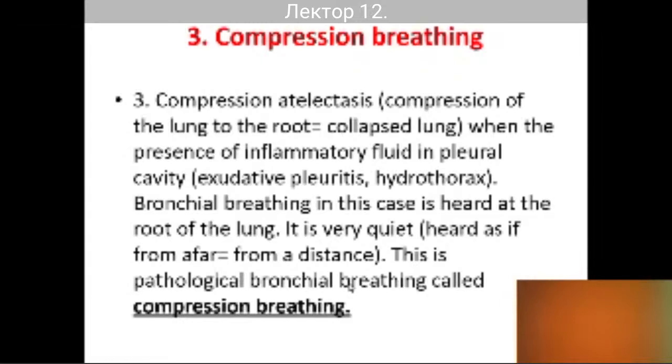Compressive atelectasis: compression of the lungs to the root, collapsed lung, when there is presence of inflammatory liquid in the pleural cavity, exudative pleurisy, hydrothorax. Bronchial breathing in this case is heard at the root of the lung. It is very quiet, heard as if from afar, from a distance. This is pathological breathing called compression breathing.